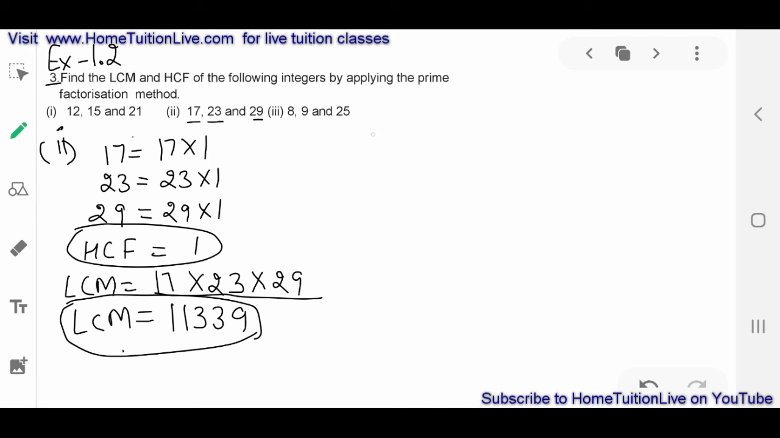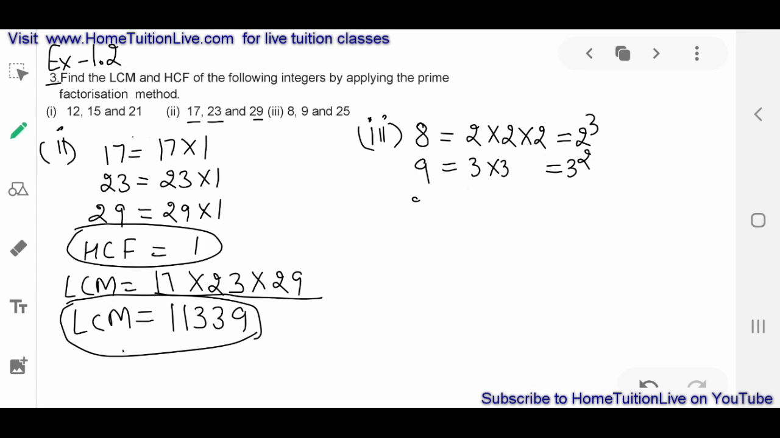Now our third part is 8, 9 and 25. The factors of 8 are 2 into 2 into 2, so we can write it as 2 power 3. Now next is 9: 3 into 3, we can write it as 3 power 2. 25: factors of 25 are 5 into 5, 5 power 2.